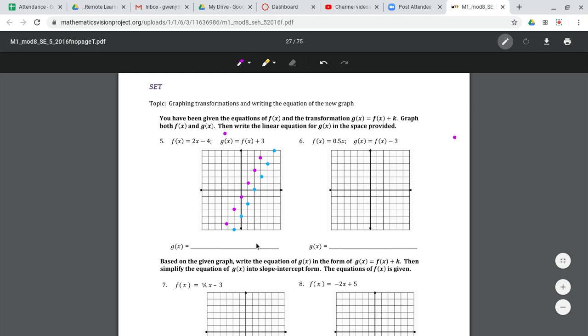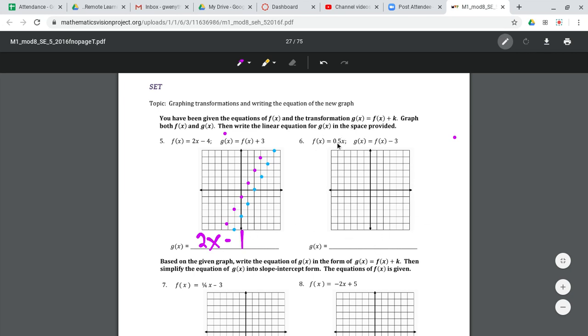So down here, we want to write the actual equation for this. So like I said, because we're just doing a translation, a vertical translation up 3, our slopes are the same. So we're going to have a 2x to represent our slope. And then where's our y-intercept? Well, the original y-intercept was at -4 and we went up 3. So now we're at -1. There's our equation.